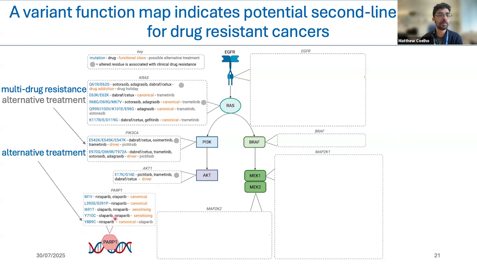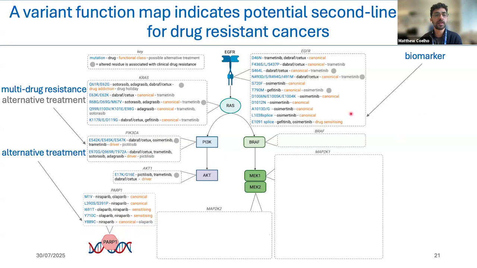Again, in PARP1, we showed that if you're resistant to niraparib, you could potentially be still sensitive to another agent, olaparib. We also found these biomarkers of response. So especially in EGFR, we found these drug sensitizing mutations from the base editing screens, which identify patients perhaps who would be really super responders to EGFR inhibitors and therefore should be enrolled in these clinical trials, for example.